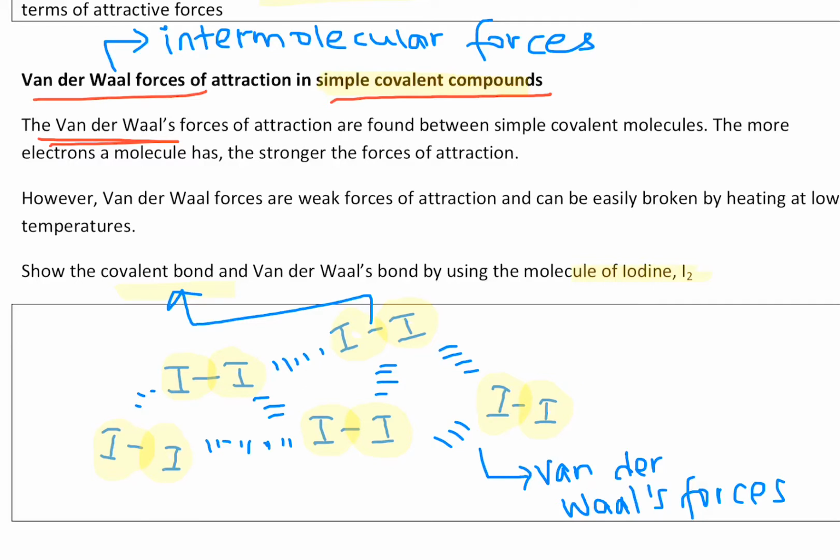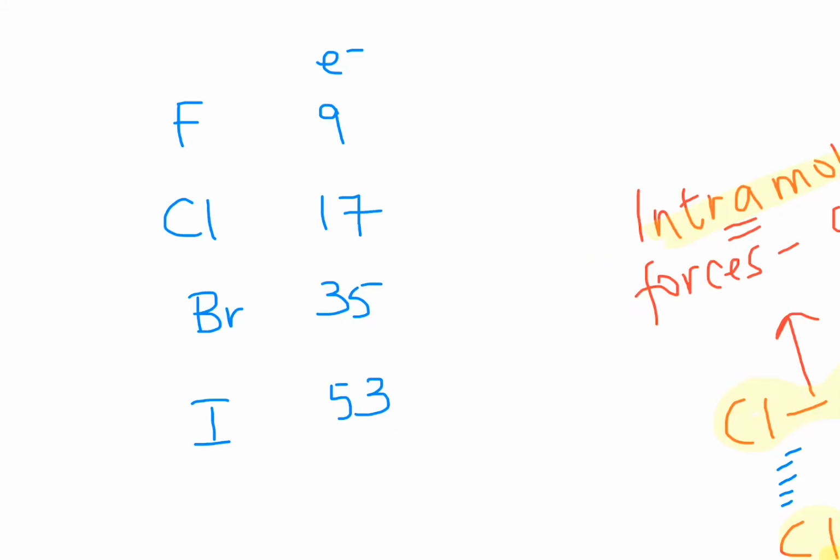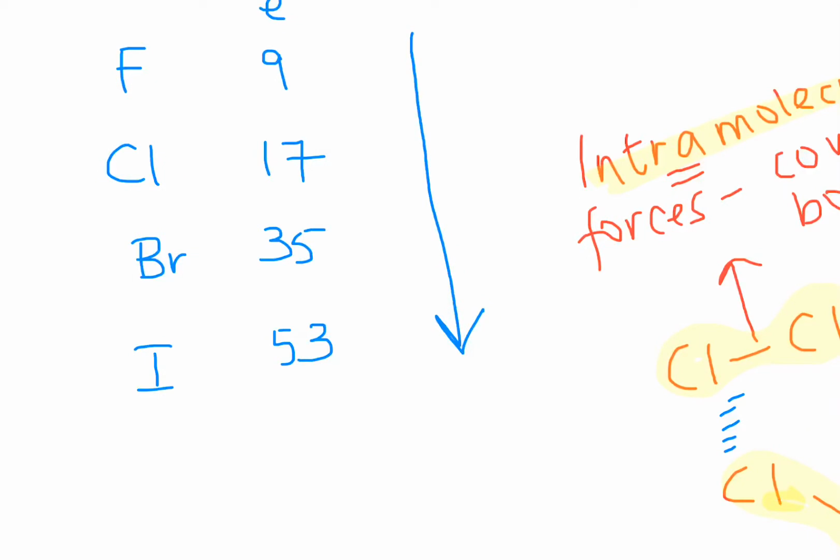So like you saw in the video, as we go down group 7, the number of electrons is increasing. So if you have more electrons, this means that there's going to be more van der Waals forces. This is why down group 7, you have a higher melting point.